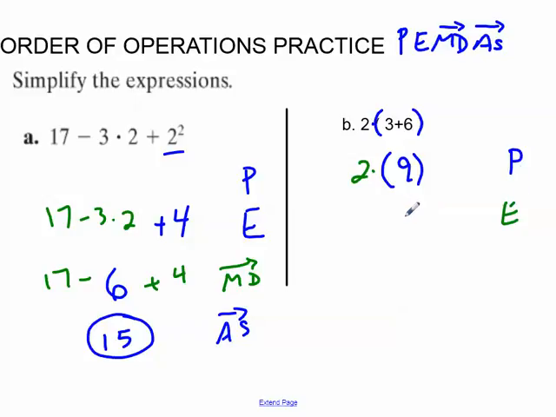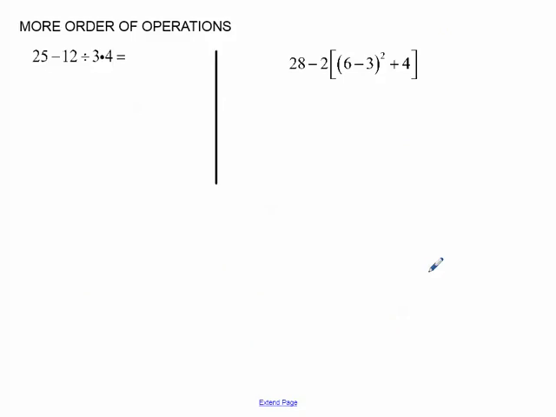Exponents. Any exponents? No. Any multiplication and division left to right? Absolutely. There's only one multiplication division. 2 times 9 is 18. And there's our answer. We've evaluated. So we've used parentheses, exponents, multiplication, division left to right, addition, subtraction left to right. Whew. Here's a couple more.